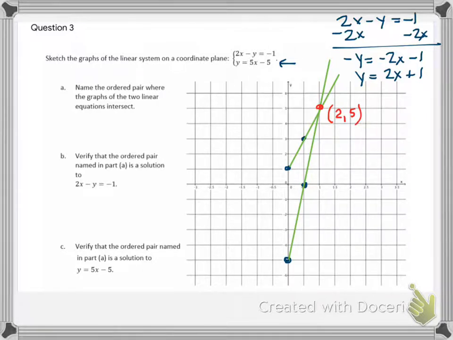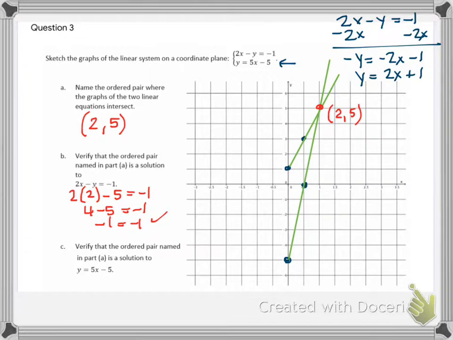So this is the ordered pair 2, 5. That's part A. And then verify that the ordered pair named in part A is a solution to 2x minus y equals -1. So I'm just going to substitute 2 times x, which we found was a 2, minus y, which we found was a 5, should be equal to -1. And let's see if that's true. 2 times 2 is 4 minus 5 equals -1, and 4 minus 5 is -1. So -1 equals -1. It does check out for the first equation.